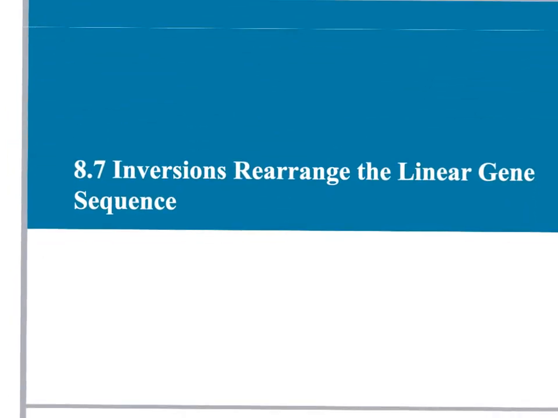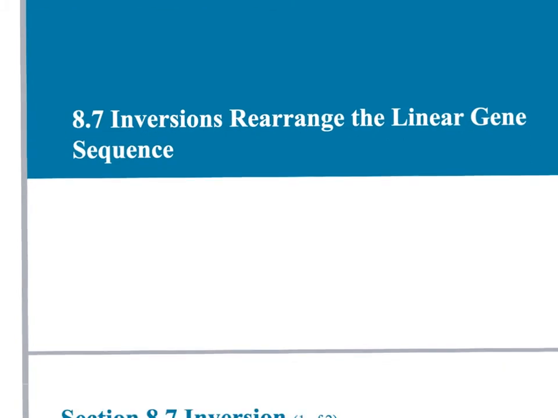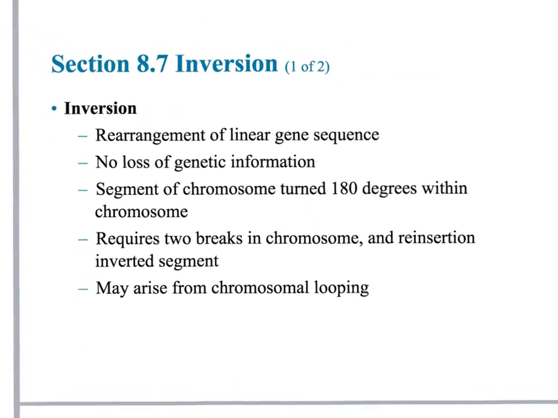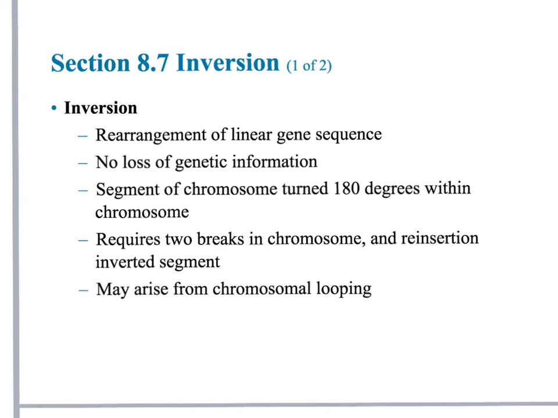And then inversions rearrange the linear sequence, and that makes sense. So an inversion is a rearrangement of that linear gene sequence. You don't lose any genetic information. Just like a duplication, you don't lose, you gain. But with an inversion, it's a rearrangement of the sequence without losing the genetic information.